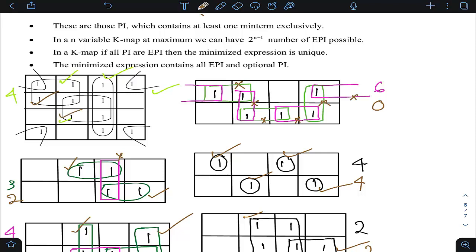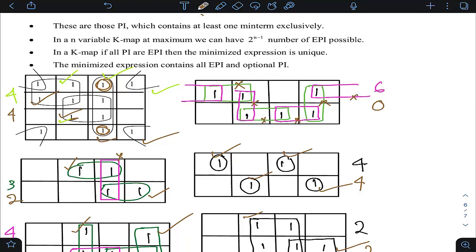Same is the story with this group also. This one is not covered by multiple groups. Same is the story with this vertical one also, because this one and this one are not covered by multiple groups. And same with this diagonal one also, because out of 4, one is covered by multiple groups, but these 3 are not. So here EPI is also 4.